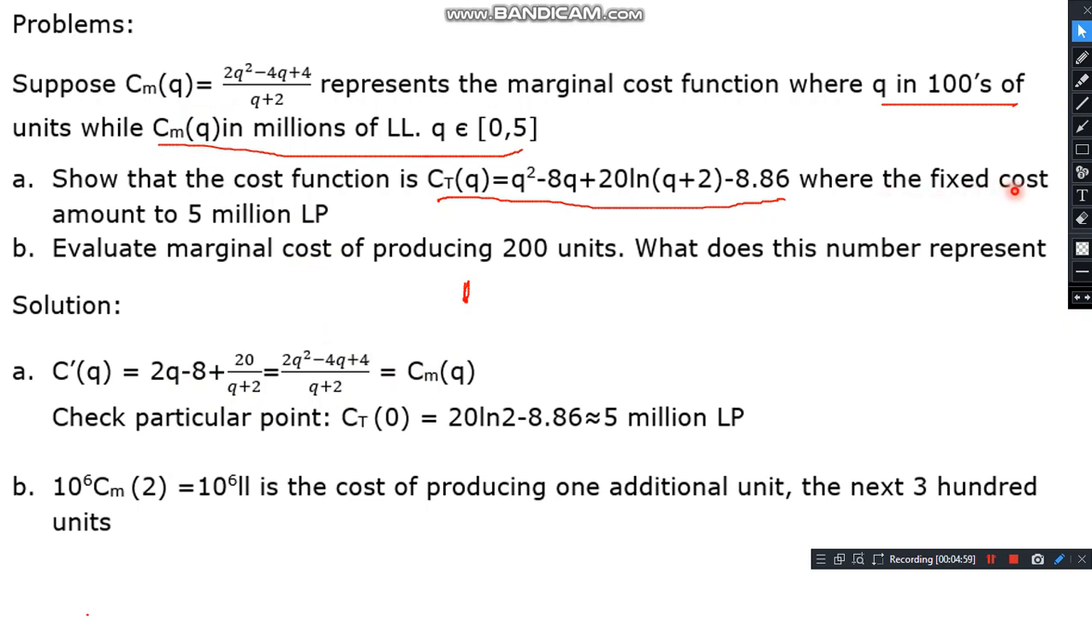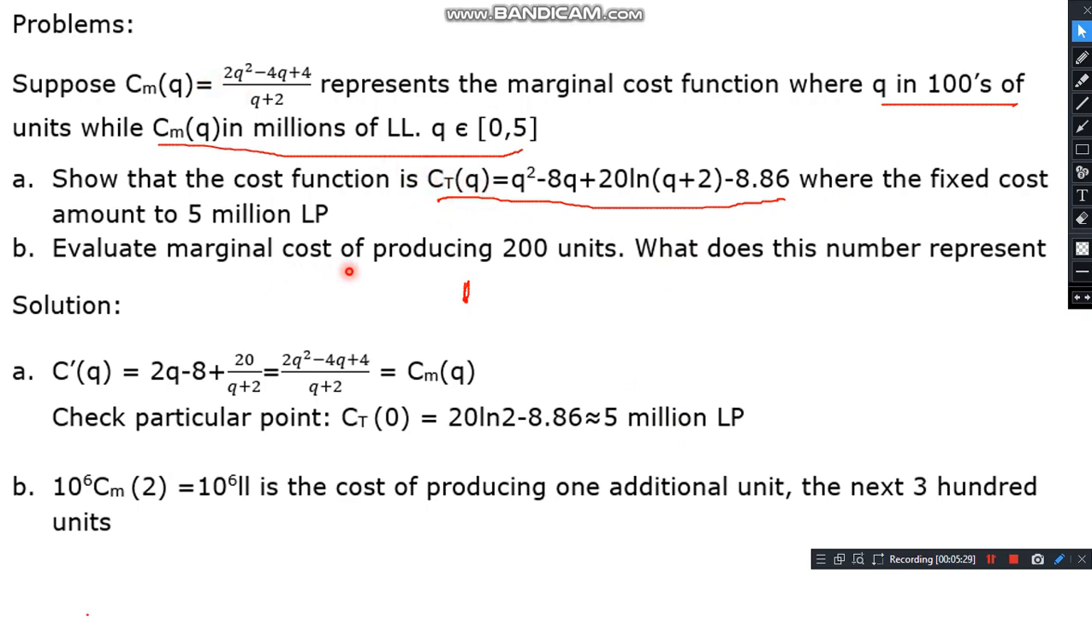Always, and they gave us a particular point where the fixed cost amounts to 5 million. I want to check that this is correct, the fixed cost, so I put Q to be 0. If you put Q to be 0, you're going to get 20 ln 2 minus 8.86. You have the ln in your calculator. If you do 20 ln 2 minus 8.86, you're going to get 5 million Lebanese lira. What does it mean? It means if this is the marginal cost, this is true, the total cost.